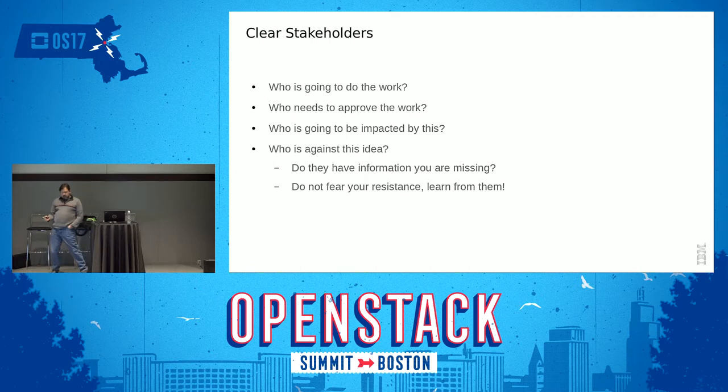So again, every effort needs clear stakeholders, right? Who's doing the work? Who needs to approve that work? It might just be reviewers. Who's gonna be impacted by this? Because it might be people unrelated to doing the work and approving the work. And even more importantly, who hates this idea? Because there's various reasons why people come up and become the opposition. And most of them are not because they're terrible people. Most of them are because they have a different understanding of the thing, or they have a piece of information you don't have about what this might hurt down the road.